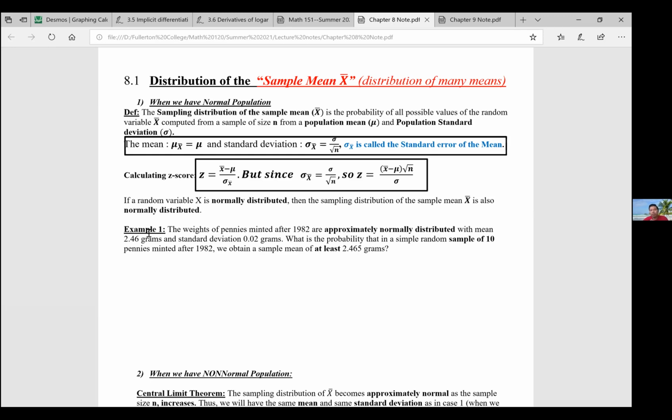All right. So chapter 8 focuses on two things. It focuses on the sample mean and the sample proportions. Right. So we'll talk about that in a bit. 8.1 is the distributions of many means.